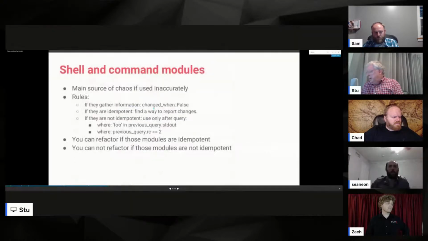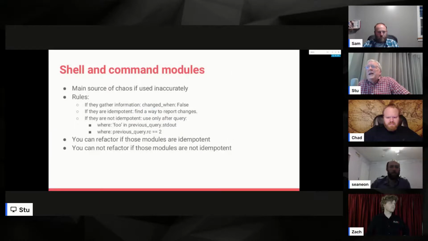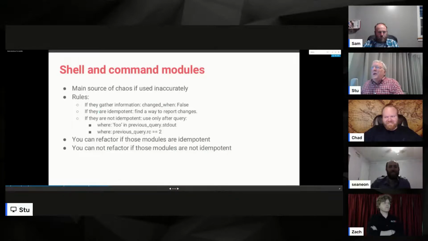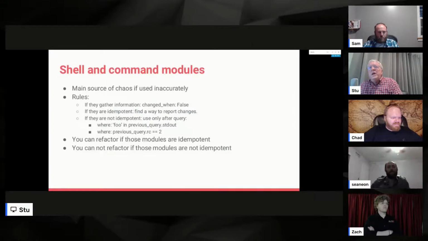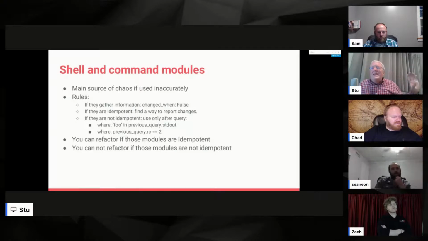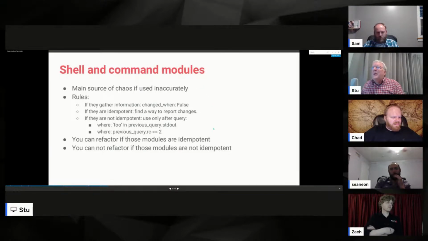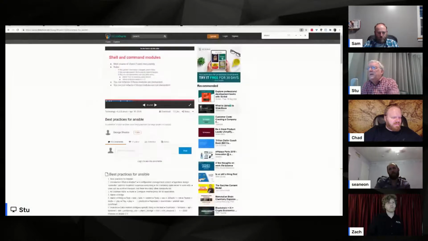I thought this was interesting in the few minutes we have here. Check out the first bullet. I couldn't agree more with this guy. The main source of chaos if used inaccurately. So the rules, look at the second bullet right here. If they are idempotent, find a way to report the changes. Don't ever run anything if it's already been run. Number 2, when it does run, make sure it ran and it actually worked, because Ansible modules will do that, but shell won't. So, in the time that I have, that's what you need to think about in all of this. I think we'll leave it go at that one.